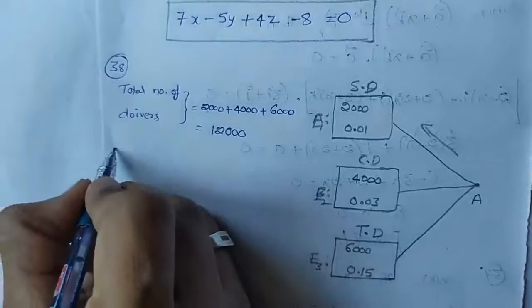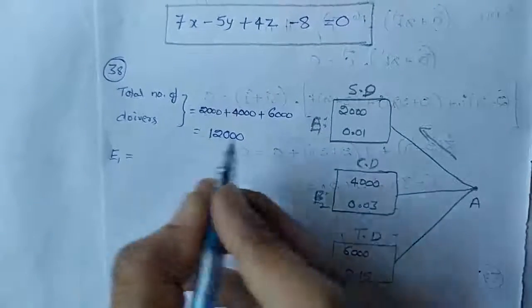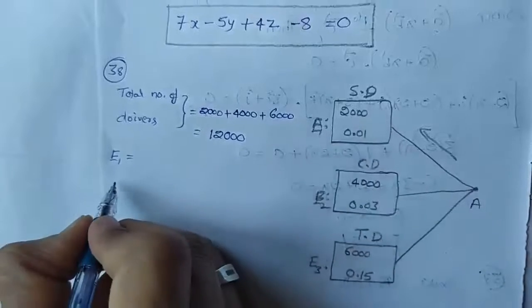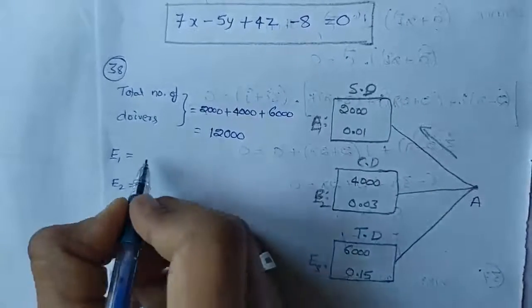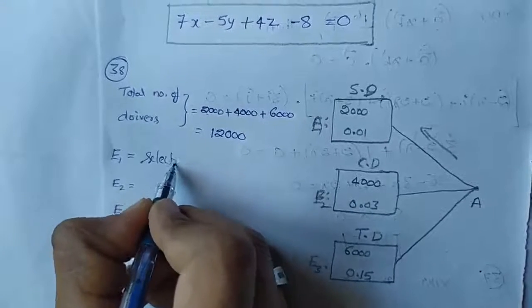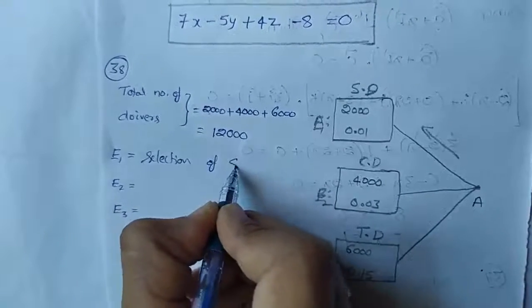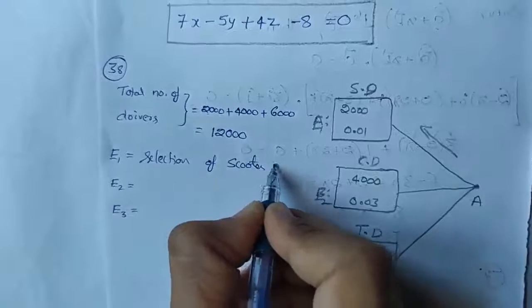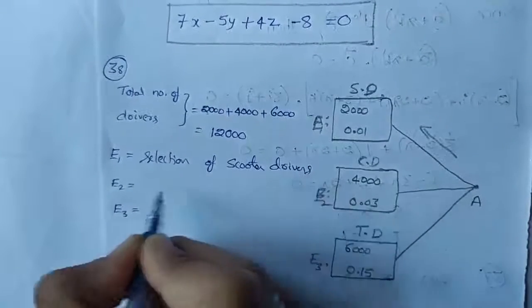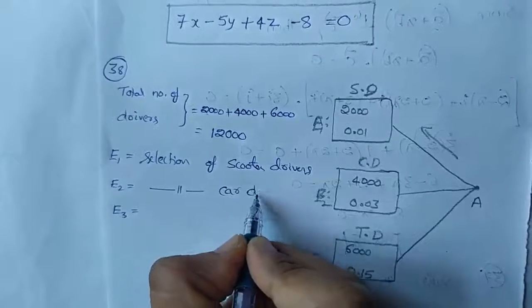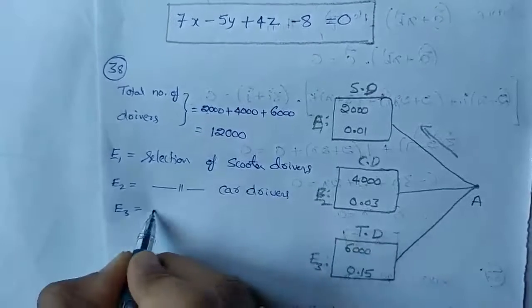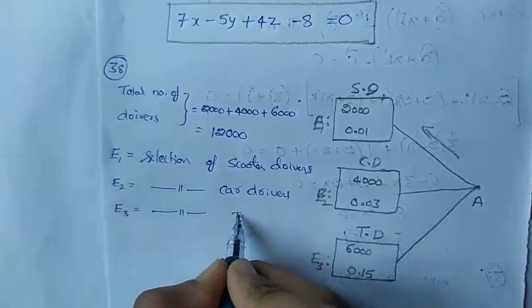Now define the events. E1 is selection of scooter drivers. E2 is selection of car drivers. E3 is selection of truck drivers.